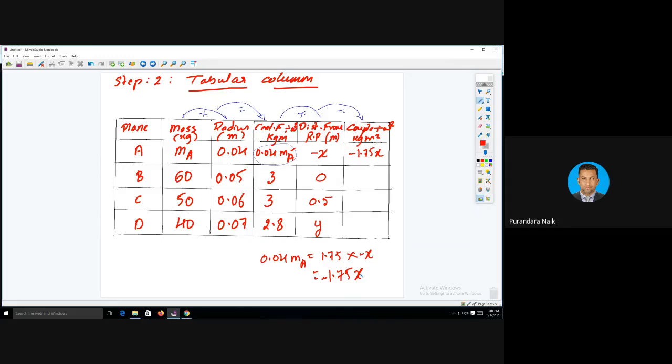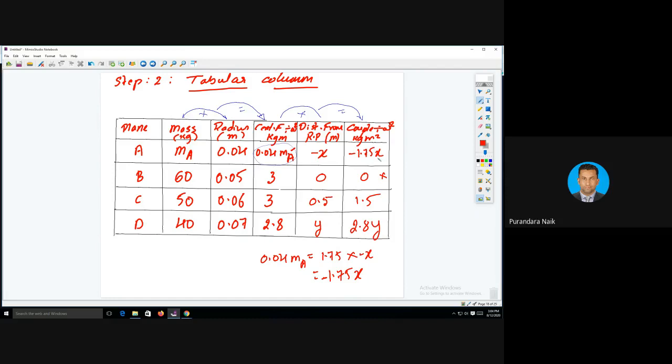Next is zero. This one, 3 into 0.5, 1.5. Last one is 2.8 into y. You need to multiply this one. That's all. Okay. Next is, couple is there, but in this column, this is 0.